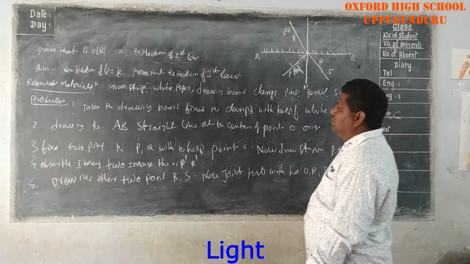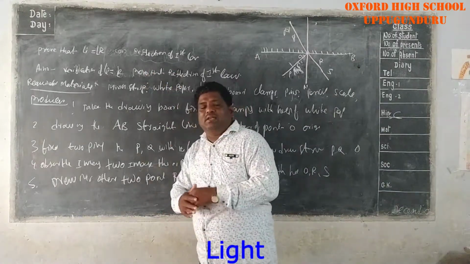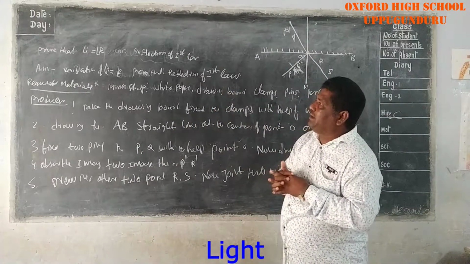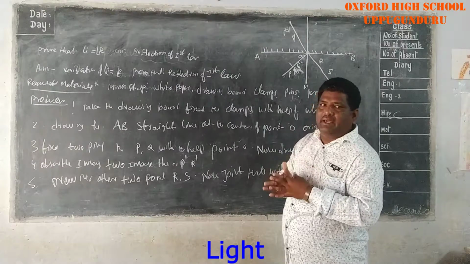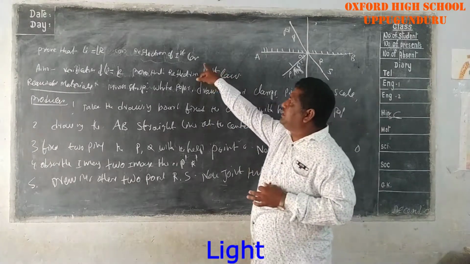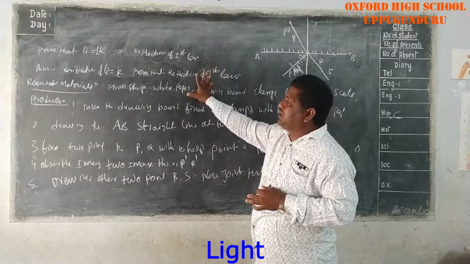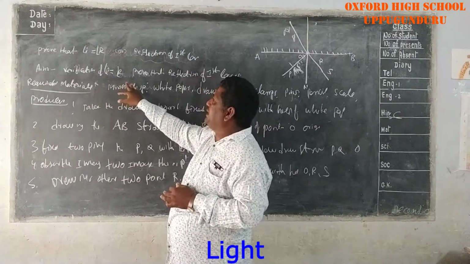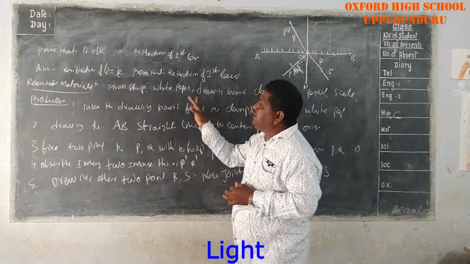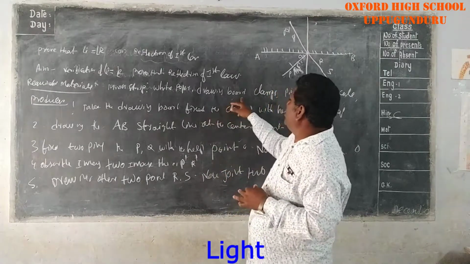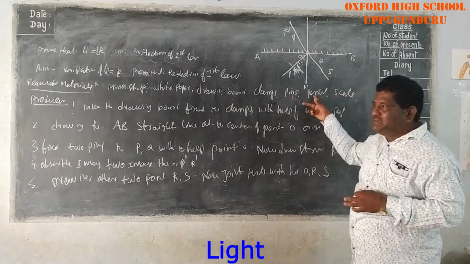Okay now. So today in this lesson we prove that angle I is equal to angle R. Here angle I means incident ray. Angle R is called the reflected ray. So it has another name, the first law of reflection. First, the aim: verification of angle I equal to angle R. Next, materials required: mirror strip, white paper, drawing board, clamps, pins, pencil and scale.